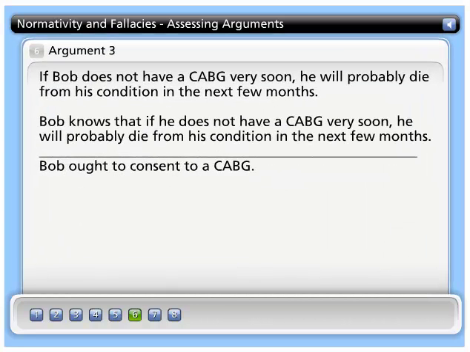Now, what about this next argument? If Bob does not have a cabbage very soon, he will probably die from his condition in the next few months. Bob knows that if he does not have a cabbage very soon, he will probably die from his condition in the next few months. Therefore, Bob ought to consent to a cabbage. What about that? The premises are both non-normative, but the conclusion is normative. It does commit the naturalistic fallacy. It's a bad argument.